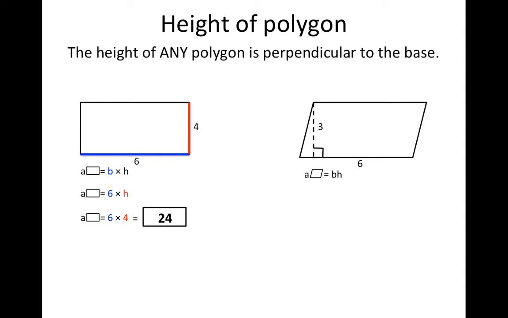Next, let's talk about a parallelogram. The area of a parallelogram is also base times height. The base in this example is 6, so I can substitute 6 in. Now to find my height, I have to find the line that is perpendicular to the base. And I know that this line is perpendicular to the base because it forms a right angle, and that's the definition of perpendicular. So this line in red here is my height. So I can substitute in 3 as my height, multiply it out, and the area of this parallelogram is 18.